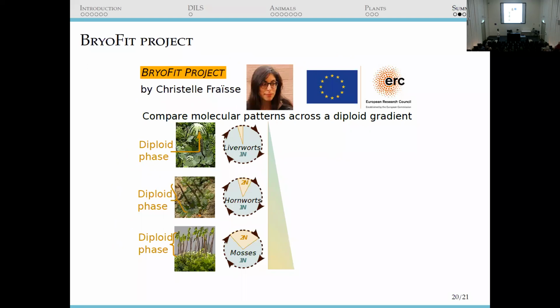She got an ERC from Europe to study a gradient of diploid phase in bryophytes. And the idea is easy. In bryophytes, you have a large diversity of the diploid phase. You have in the liverworts a very reduced diploid phase, but most of the time you're haploid. You have the hornworts, in which the diploid phase is longer than in liverworts, and mosses here with a bigger sporophyte than here. So the idea is to study this gradient of diploid phase.